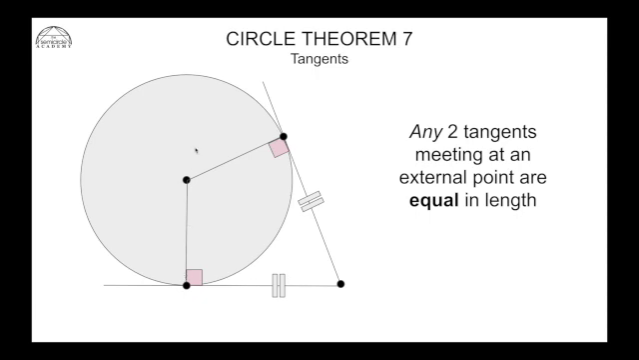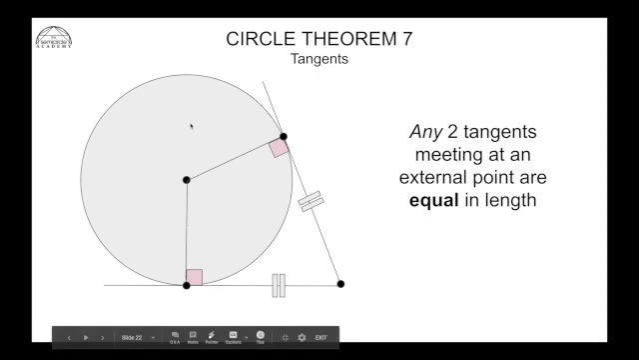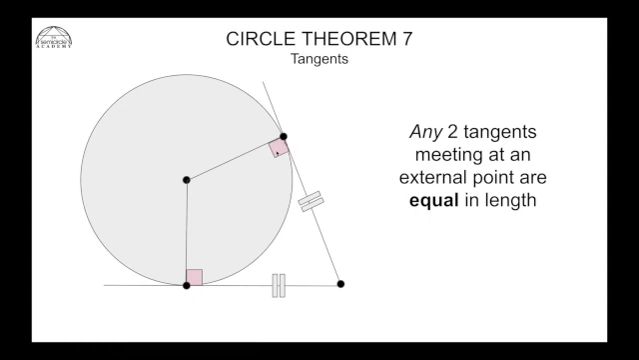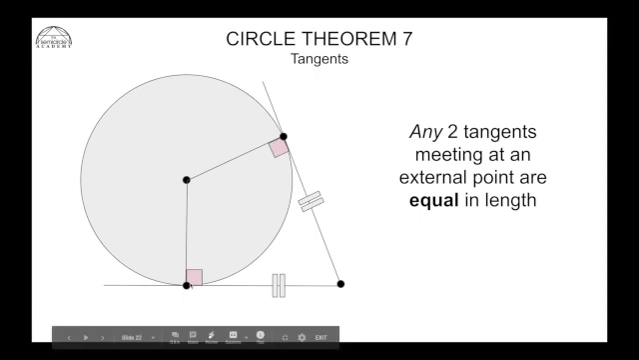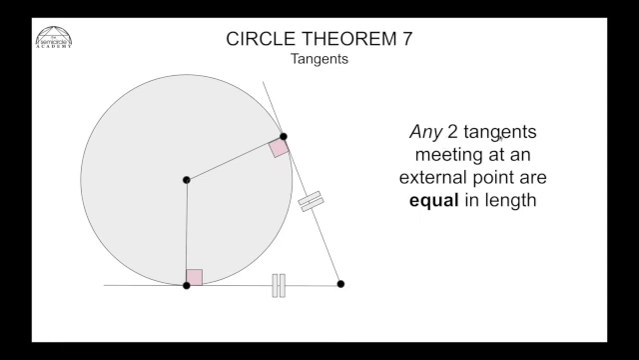You see in the quadrilateral here, it's not necessarily a cyclic quadrilateral because it's not inside the circle. But you can see it here. If I draw a line from here to here, I will have an isosceles triangle. So the 2 tangents that meet at a point are equal from the point where they touch the circle to the point where they're meeting. Any 2 tangents meeting at an external point are equal in length. That is Theorem 7. Tell me when you're done it.